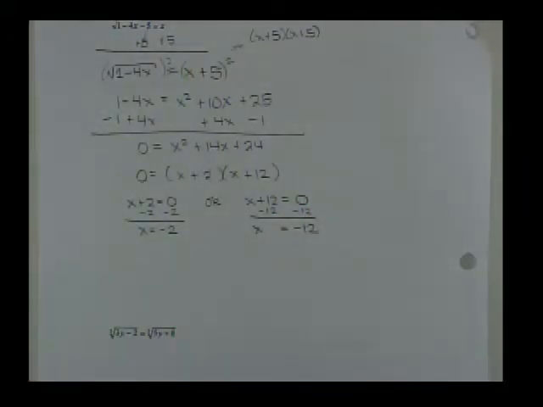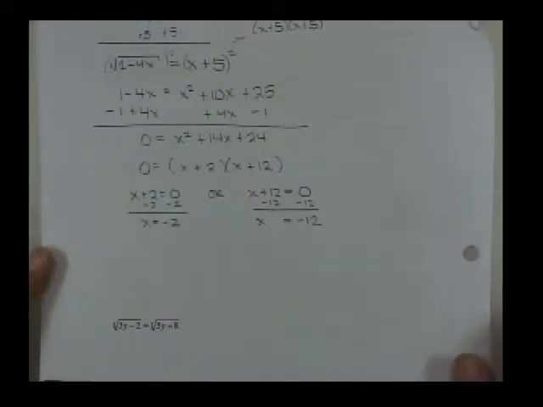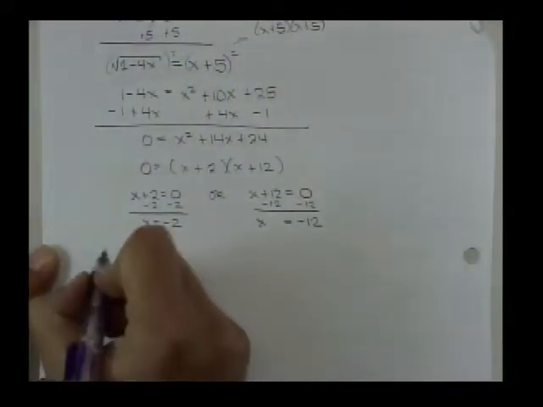Okay, so we got 2 solutions. So this is a case where we really need to check. Normally, when you just get one solution, that solution works. But that's not always the case with 2 solutions. So let's check here. So x equals negative 2.